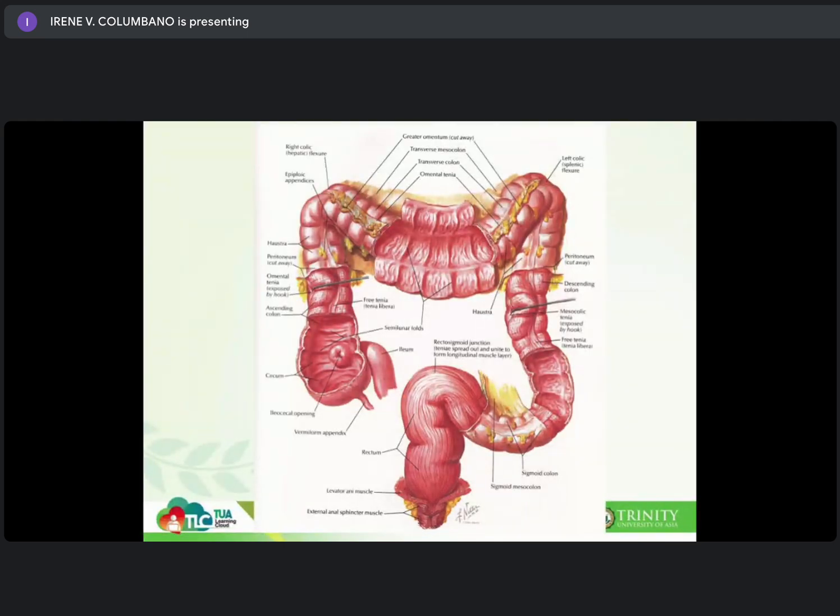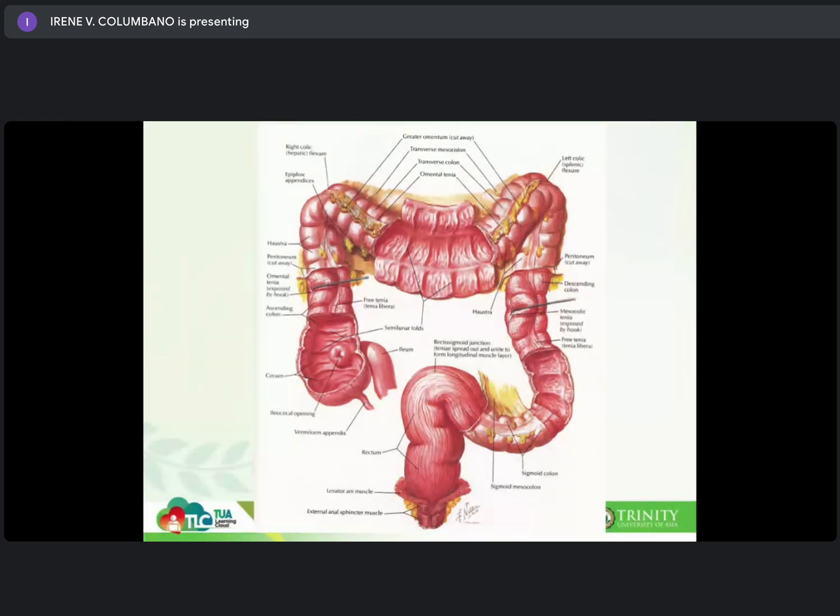Nakikita ang appendix, JV. Yes, so nga. Sa lower right quadrant po ba? Excellent. So, Isaiah, sa right lower quadrant. Meron na ba sa inyong naoperahan ng appendix? Tinanggalan ng appendix? Taas kamay. So, wala pa, no?